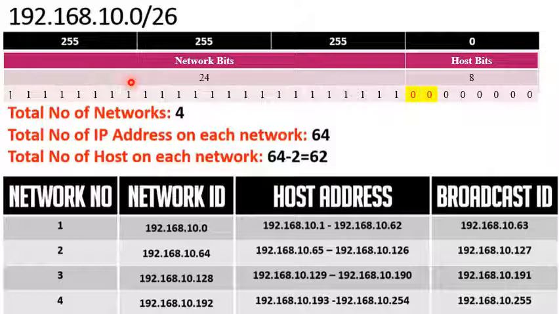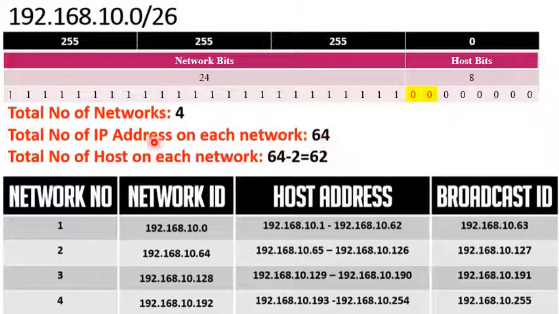According to this example, the number of networks is 4. In the previous example, the number of networks was 2. Here 2 bits are borrowed from the host bits, so 2 power 2 gives 4 networks. In the table below I have mentioned network numbers 1, 2, 3, 4. There are 4 networks available. Then how do we find the total number of IP addresses on each network? Again apply the same formula, 2 power n, but here n indicates the number of remaining host bits. There are 6 bits available, so 2 power 6 is 64. So the total number of IP addresses on each network is 64.